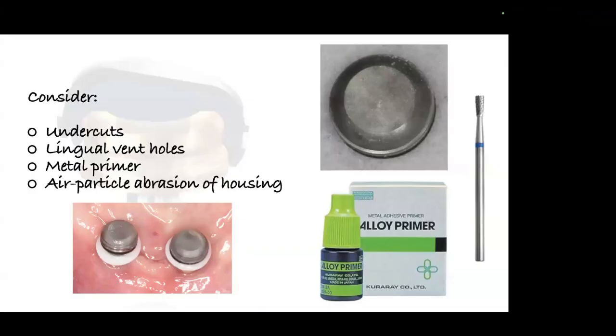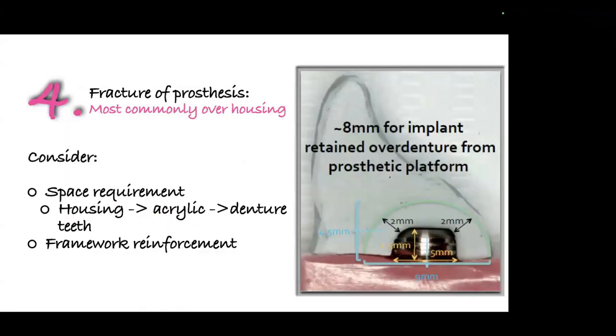So these types of housings, you can sandblast, you can air particle abrade. All you're really going to do here is increase the surface area, which is a good thing. And I in particular like to use a metal alloy primer on top of it. So again, I'm getting mechanical and chemical retention here. And that is going to help everything to be picked up.